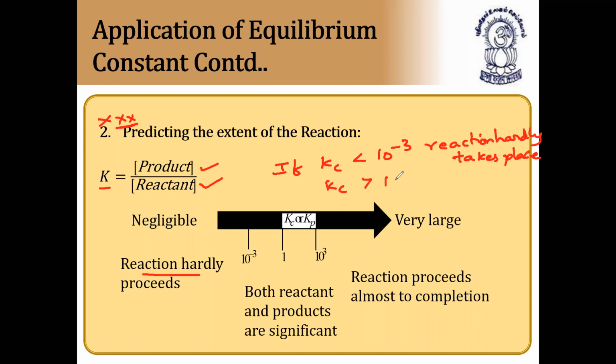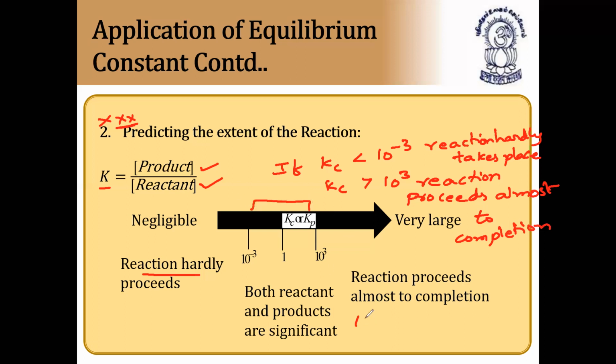If Kc is greater than 10 to the power of 3, the reaction proceeds almost to completion. Please note it down. And finally, if Kc is in the range of 10 to the power of minus 3 to 10 to the power of 3, we can say the reaction is at equilibrium.